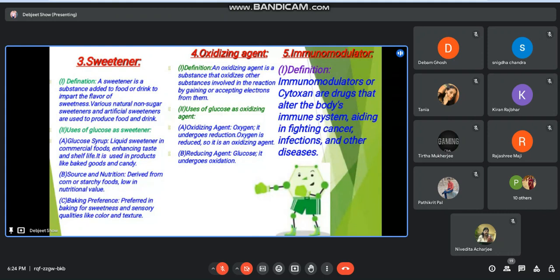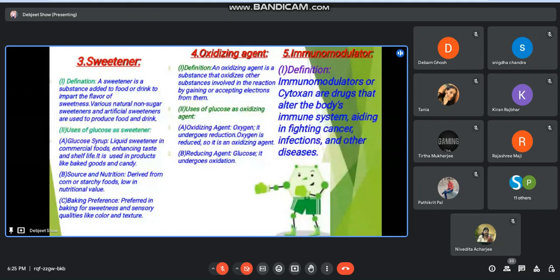What are the uses of glucose as sweetener? Liquid sweetener in commercial foods, enhancing taste and shelf life. It is used in products like baked goods and candy. Source and nutrition: derived from corn or starchy food, low in nutritional value. Baking preference: preferred in baking for sweetness and sensory qualities like color and texture.